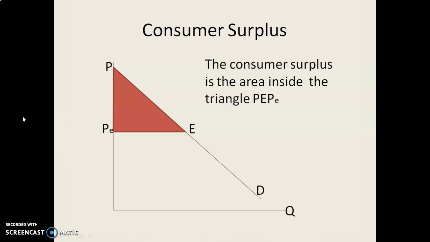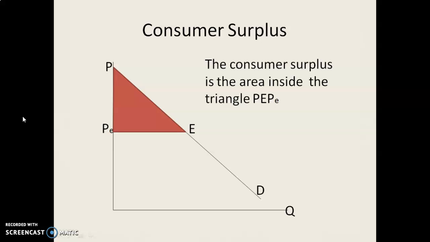This represents money that people would have been willing to pay for the product that they didn't have to because the product is priced at equilibrium. But there are some consumers who would have been willing to pay more than what the equilibrium price is, and that amount of money that they are willing to pay but don't have to pay would be considered the consumer surplus, and that is showing here in red on the graph.